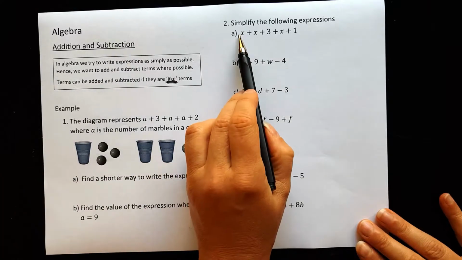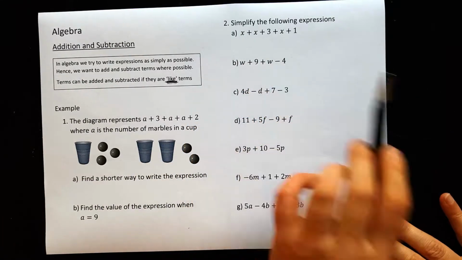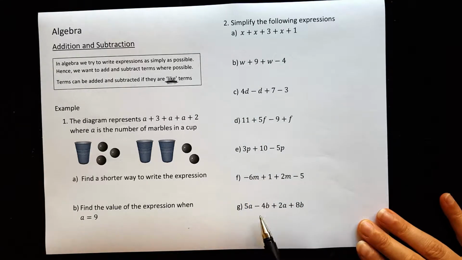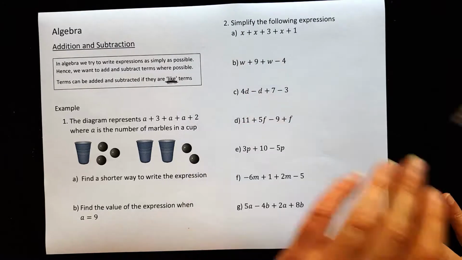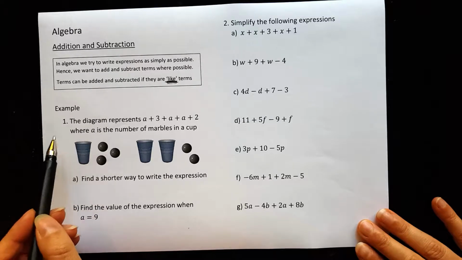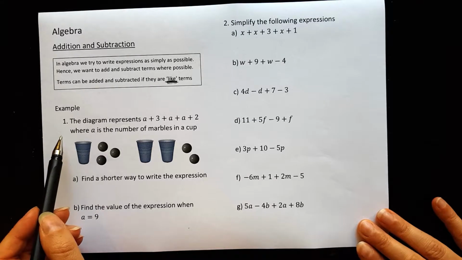So we can add x's with x's and w's with w's. We can't add a's and b's together. And an x is different to an xy. The letters have to be exactly the same. Okay, so let me show you in the examples here.